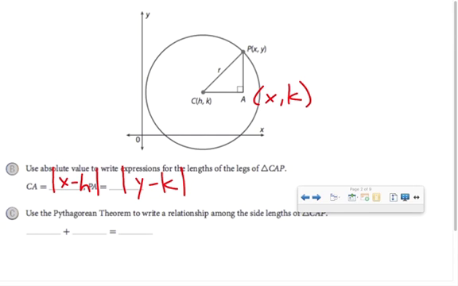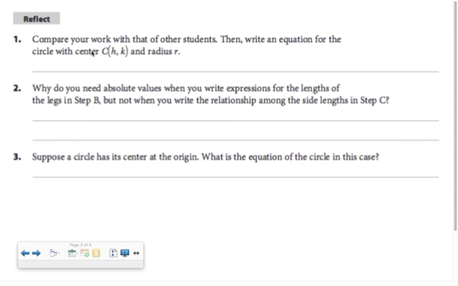And then it says to use the Pythagorean theorem. So x minus h squared plus y minus k squared is equal to r squared. Write the equation of the circle, which we saw on the previous screen, was x minus h squared plus y minus k squared equals r squared.